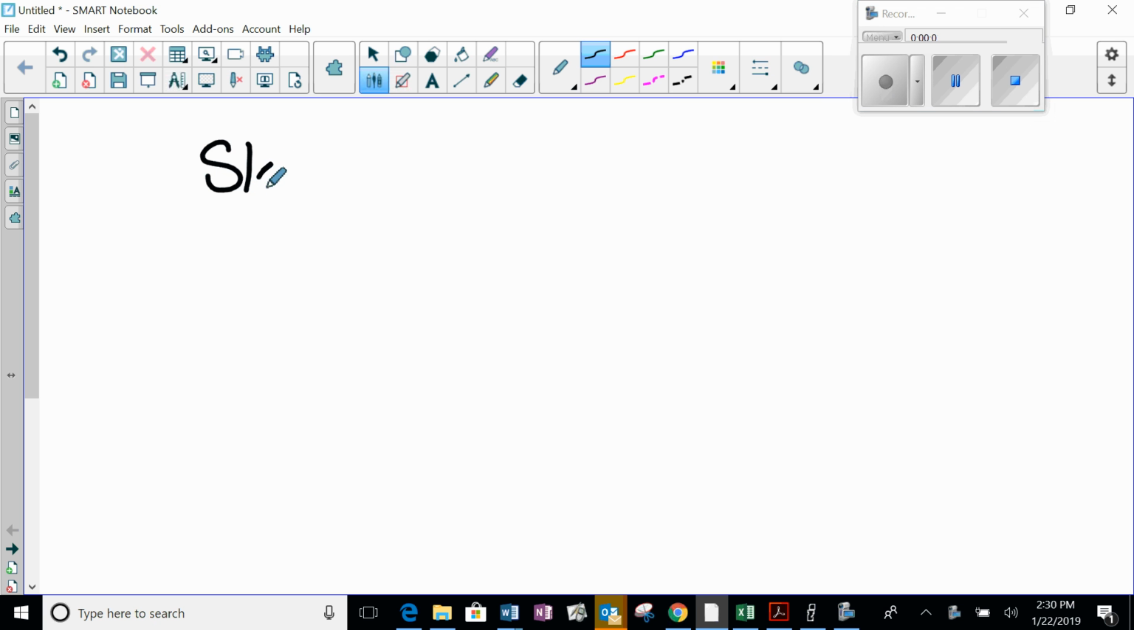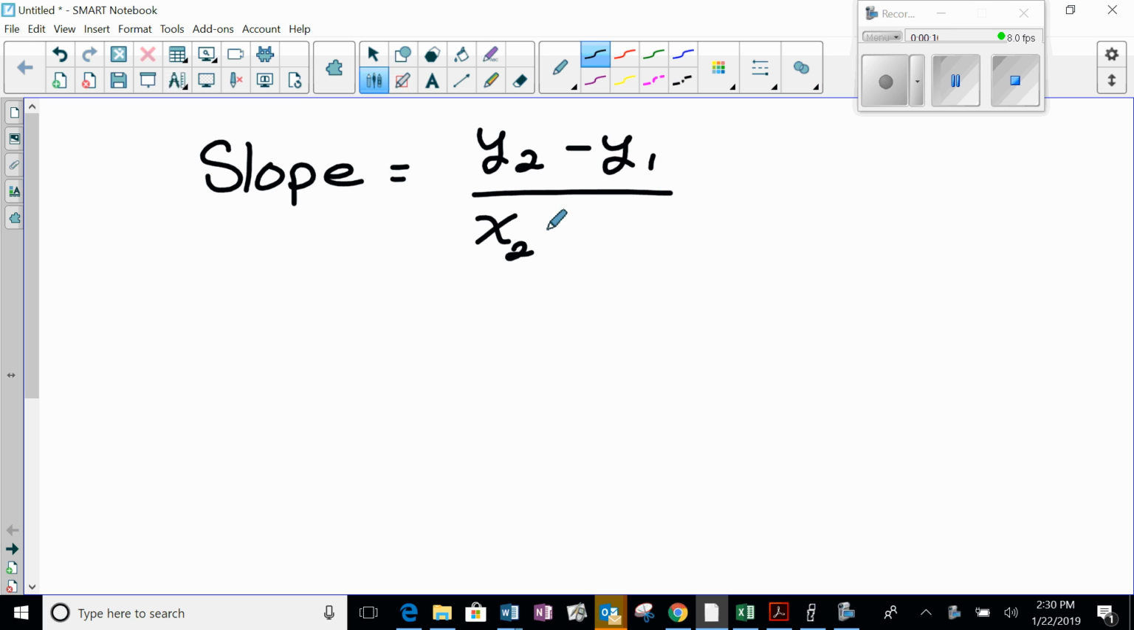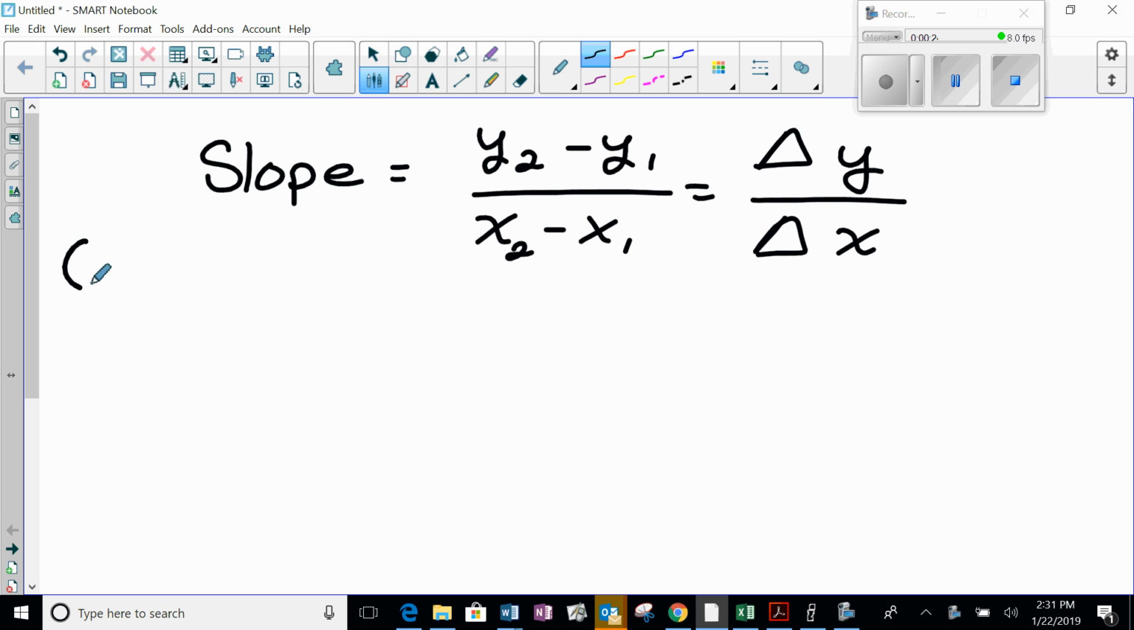Slope. The slope formula is y2 minus y1 over x2 minus x1. This is the change in y over the change in x. This is how we find slope when we are given 2 points. 1 point we're going to call x sub 1, y sub 1. That just means it's the first point.